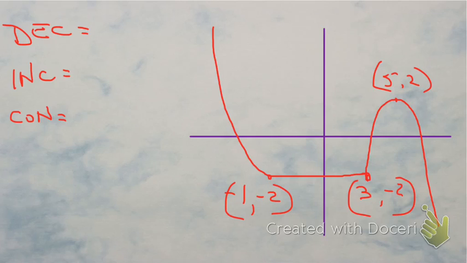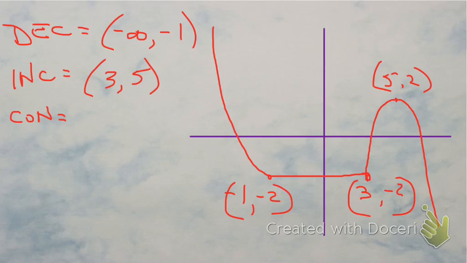Infinity to -1. Okay, negative infinity to where? -1. Okay, where is it increasing? 3 to 5. 3 to 5, okay. And you're only looking at x values, aren't you? The y values are telling you whether you're increasing or decreasing. The x values give you the interval where it's increasing or decreasing.